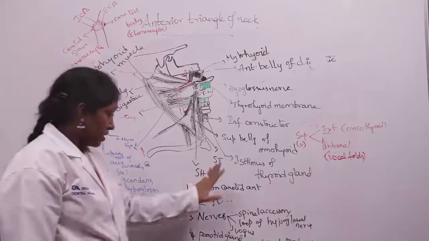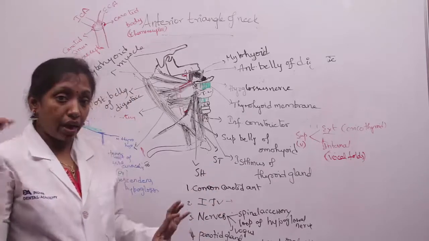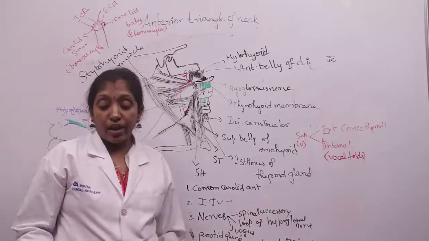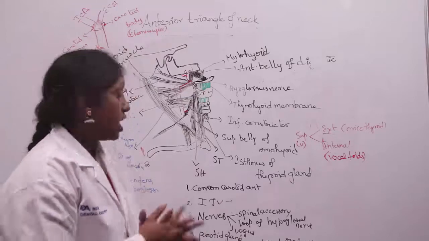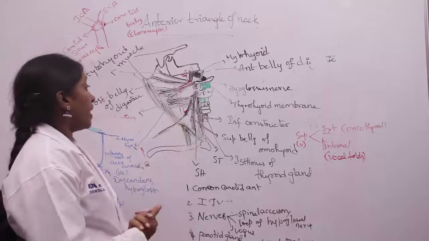And along with those structures, we can see the parotid gland. Some part of the parotid gland is seen in the carotid triangle, and the jugulodigastric and jugulo-omohyoid groups of lymph nodes are also seen in the carotid triangle. So these are the contents of the carotid triangle.